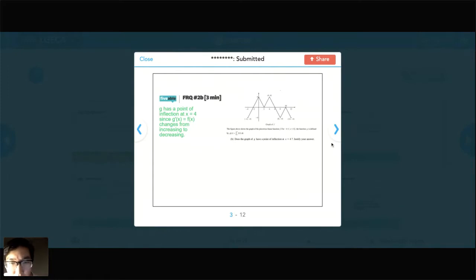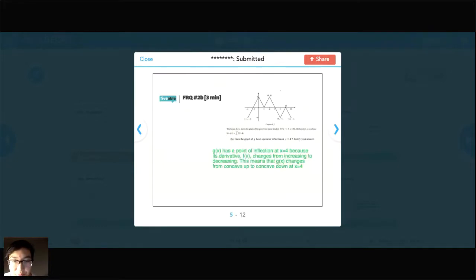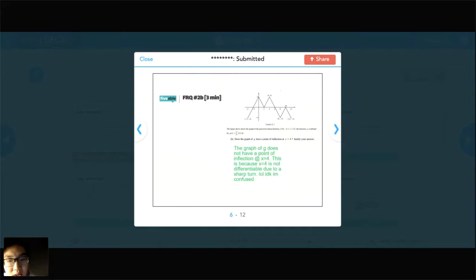Okay, cool. Yes, because g prime of x is equal to f of x, and at x equals 4 there's a change in concavity, since f of x goes from increasing to decreasing. Yep, which means there's a point of inflection. G has a point of inflection at x equals 4 because its derivative, f of x, changes from increasing to decreasing. Graph of g does not have a point of inflection. It's not differentiable due to a sharp turn.